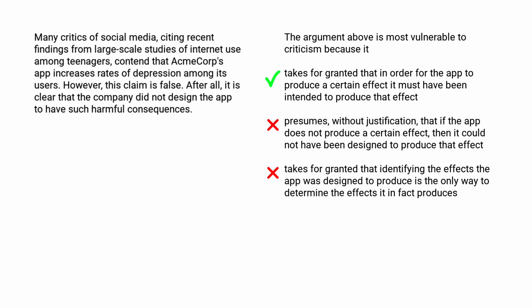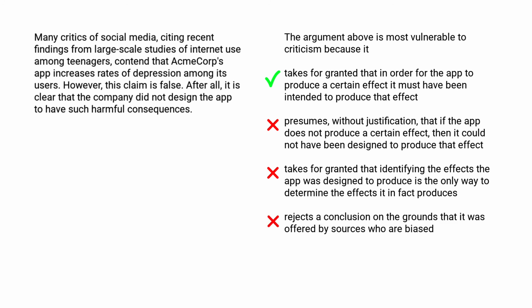Now that we have our trap answers, let's come up with some wrong answers that are a lot less tempting, but might still trick someone who isn't reading carefully and doesn't know what they should be looking for in the answers. So here's what I'll come up with. The first one will be, "Rejects a conclusion on the grounds that it was offered by sources who are biased." Now, this is clearly wrong since there's nothing in the stimulus to suggest that the critics are biased, and in any case, the premise of the argument had nothing to do with the critics being biased. That's not the reason for the conclusion.